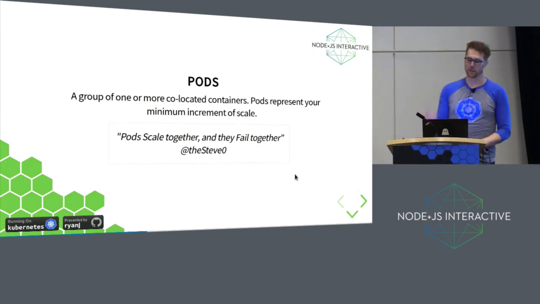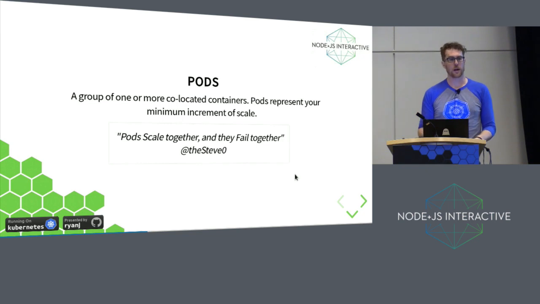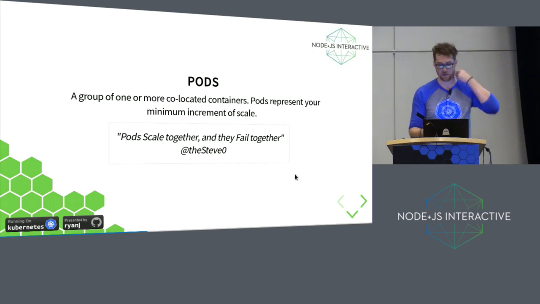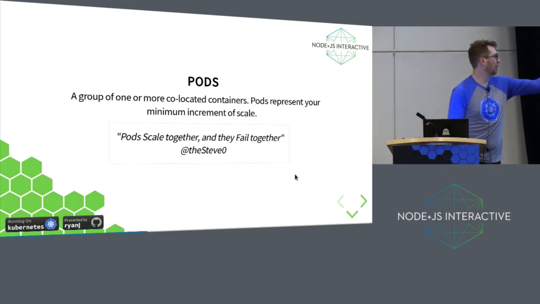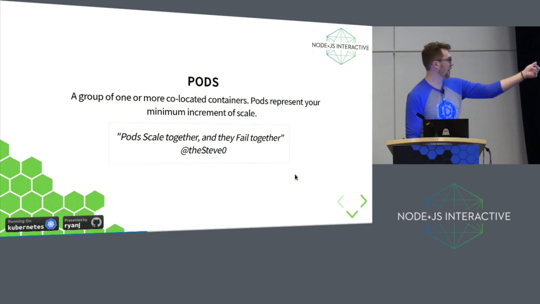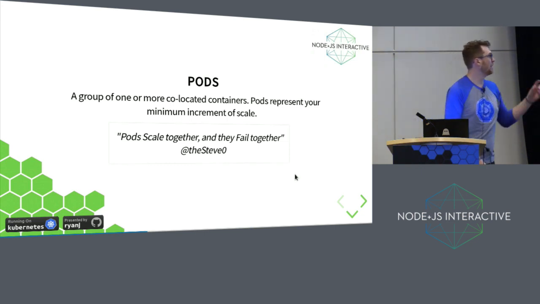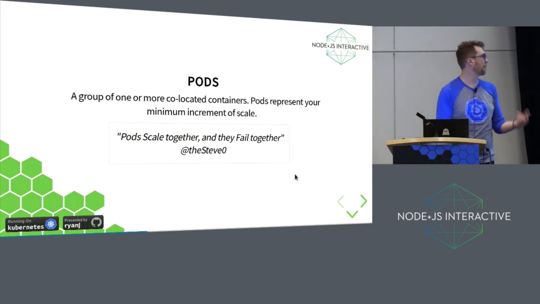Next term we're going to learn here, there's a resource type called a pod. This represents your minimum unit of scale throughout the cluster. So if you want to run multiple processes together, usually you run one process per container and link them together via this pod metaphor. Here's a helpful rhyme that one of my coworkers, Steve Pusty, used to say all the time. He said, pods scale together and they fail together.